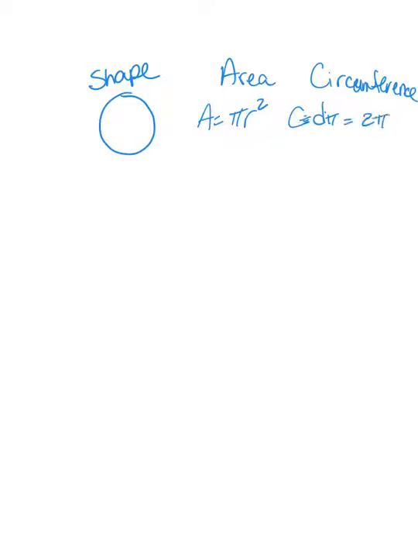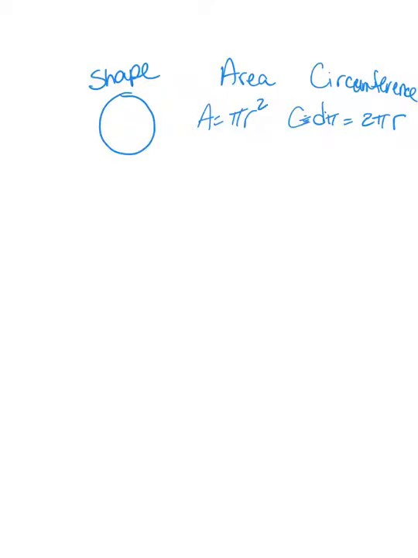In a circle, we still have area of a circle, but we don't call it a perimeter. We call it a circumference. And the area of a circle is area equals pi r squared, and circumference is either diameter times pi or 2 times pi times radius.